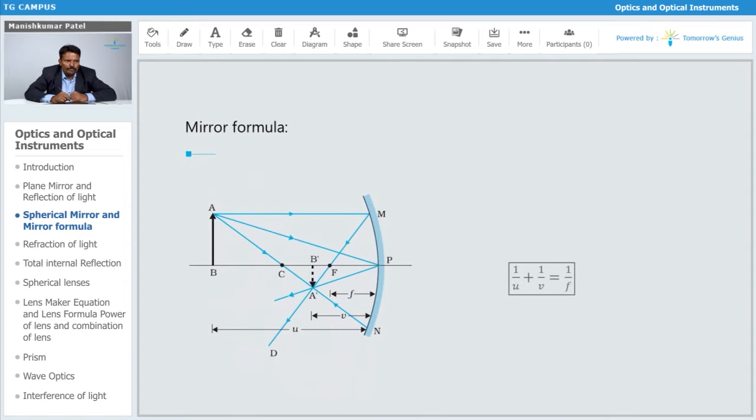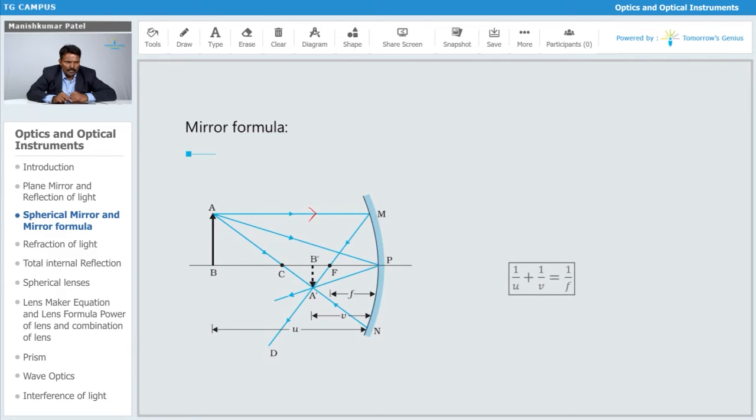So based on that, we have to study a very important mirror formula. Again, this is what we have shown, that is the object BA. The various rays emitted by this object, which I have shown, again this is the formation of your image. Again, we have shown that, so that is A dash, B dash.